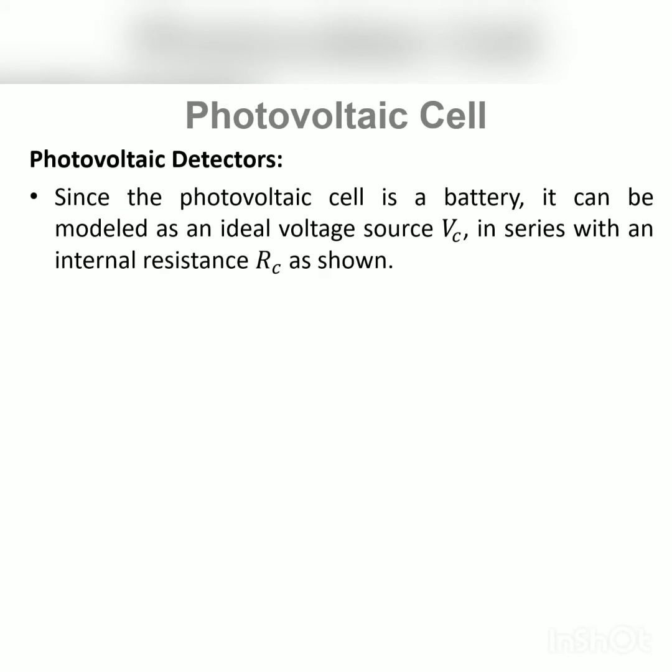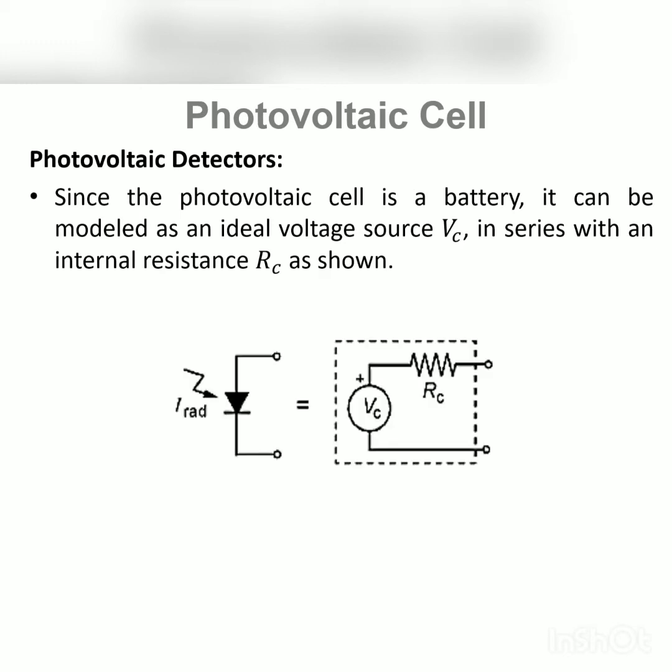Since the photovoltaic cell is a battery, it can be modeled as an ideal voltage source Vc in series with an internal resistance Rc, as shown in the figure. Whenever light is incident, the voltage across the cell will change accordingly.